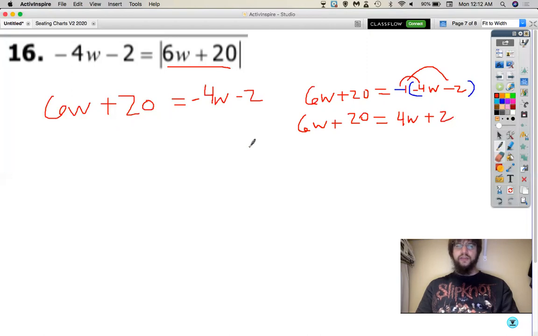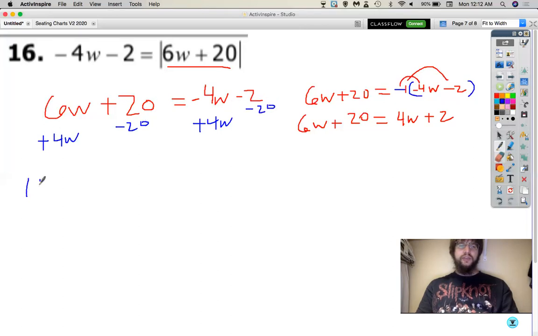Okay, now I can solve both of these equations. I'm going to get my w's on the left side and my numbers on the right. You're advanced enough in your algebra, I think you can do more than one step at a time, so let's do it. I'm going to add 4w to both sides. I'm going to subtract 20 from both sides.